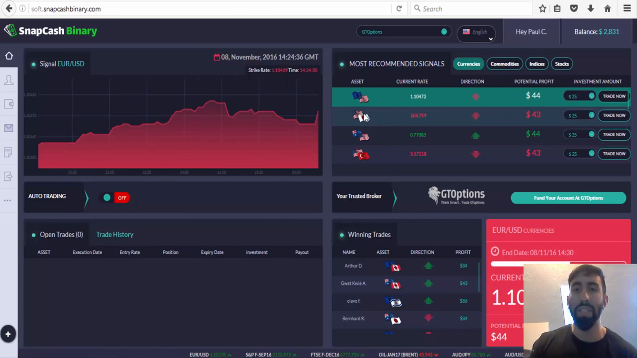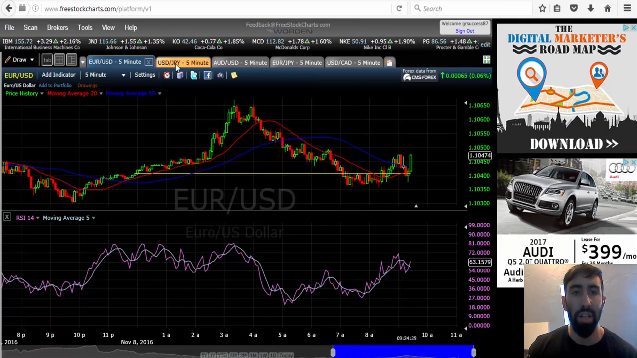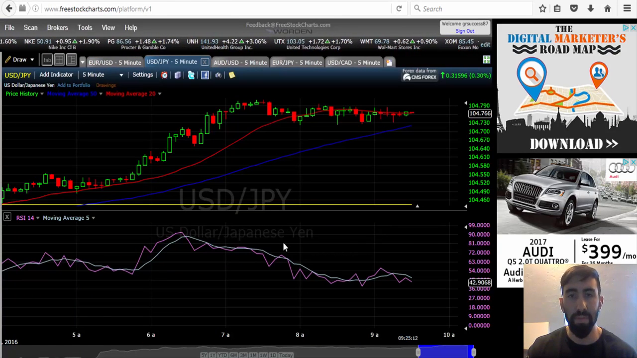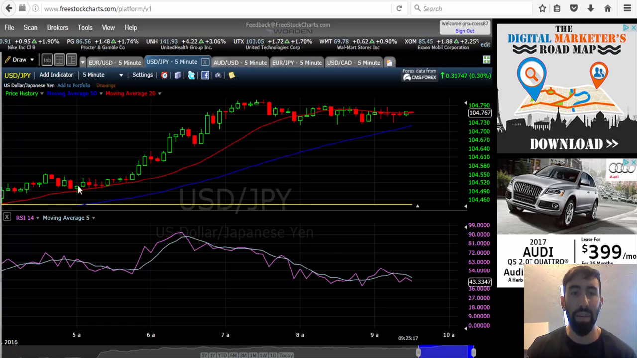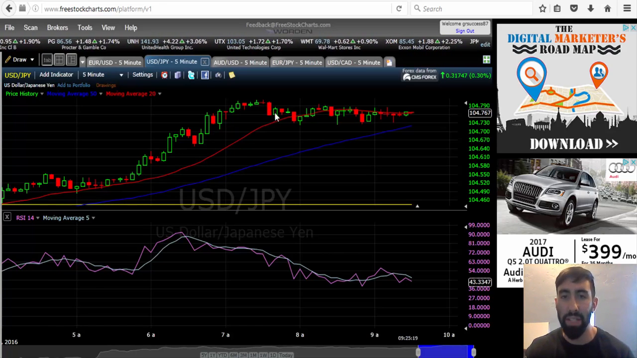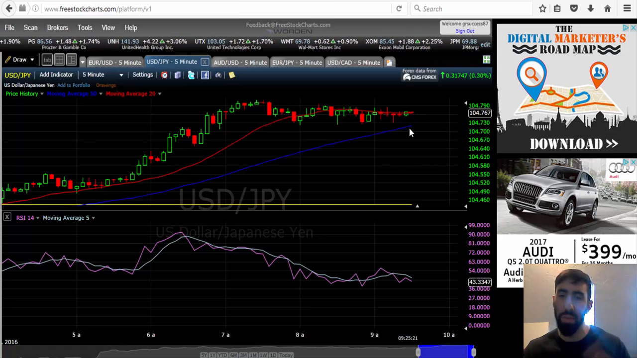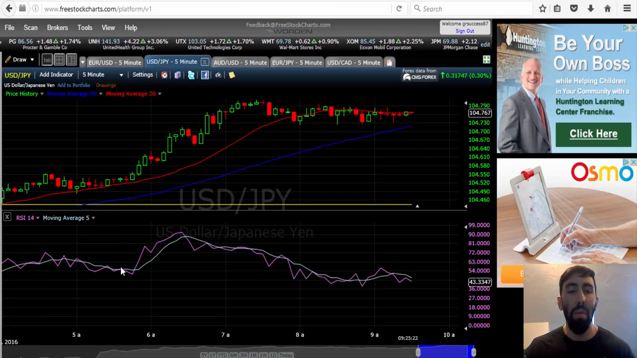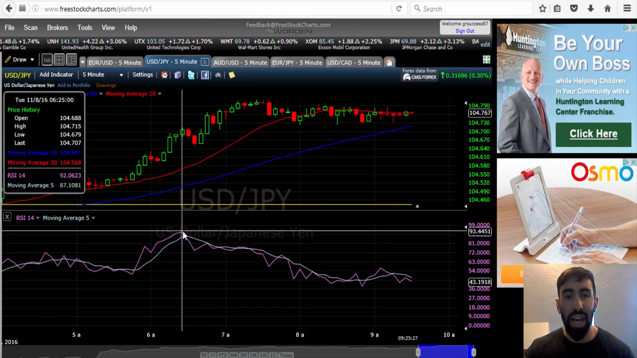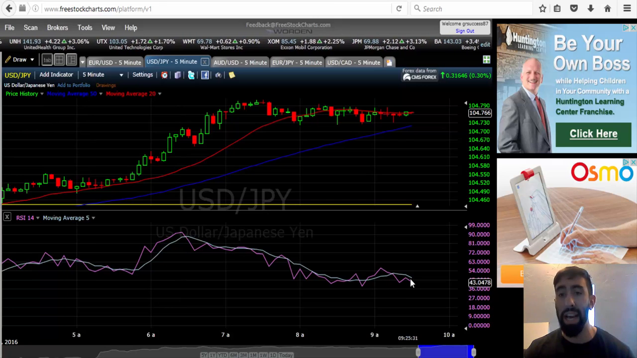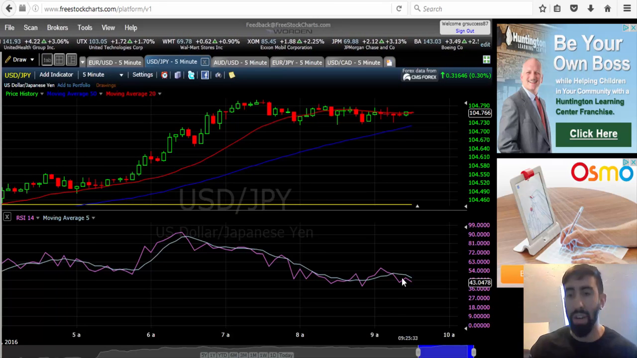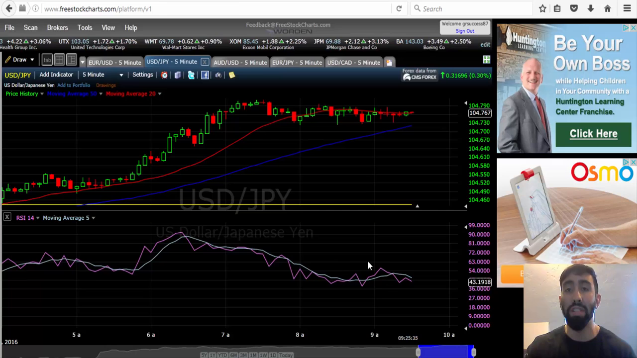So we follow the same process, go to free stock charts. Okay, so from the candlesticks, we can see that the price has slightly gone up, but now it's heading more in a sideways direction. So it's kind of in a neutral trend. But from the RSI indicators, it's reached a high top over here, but now it is steadily dropping down. And just like SnapCash Binary, it's also indicated to place a put trade.